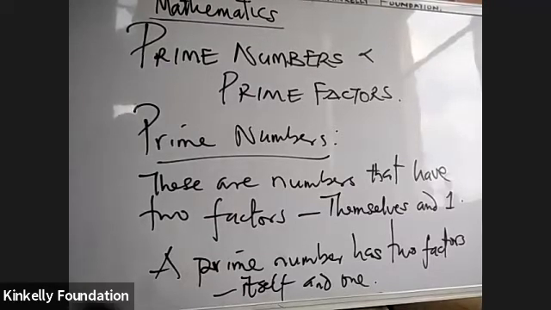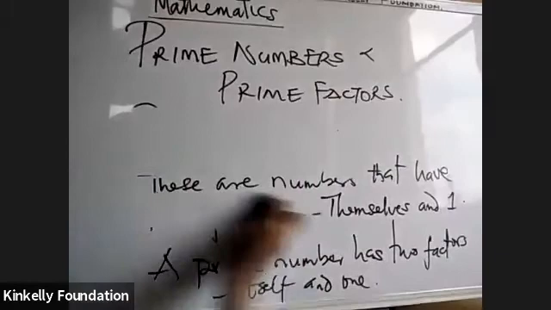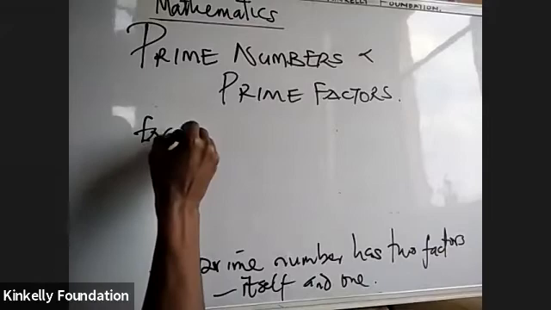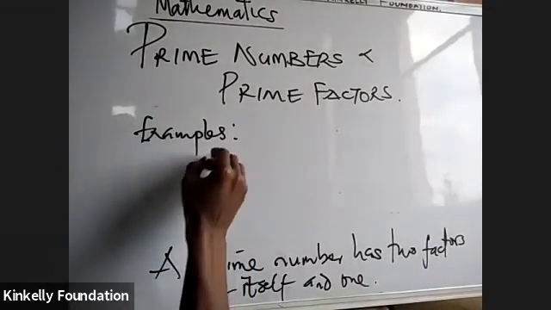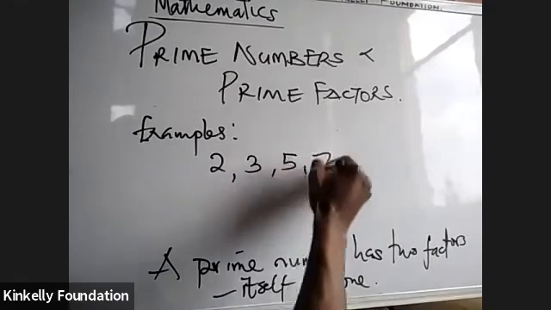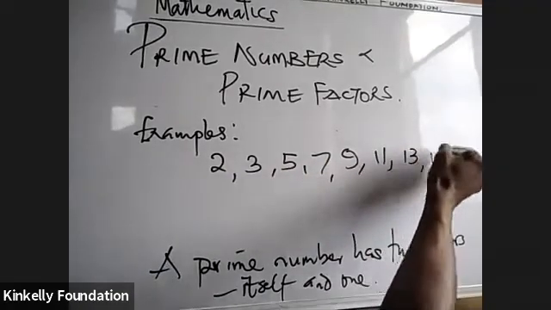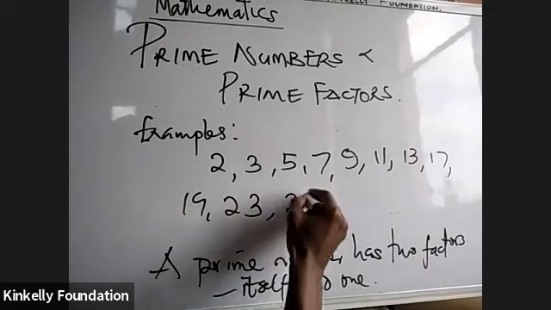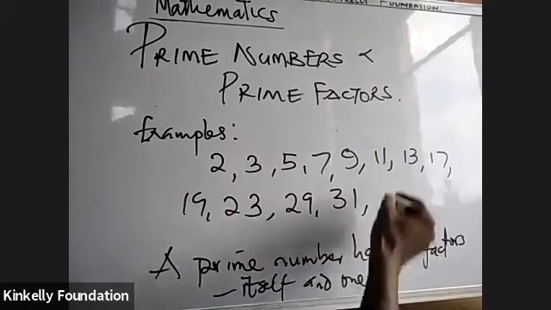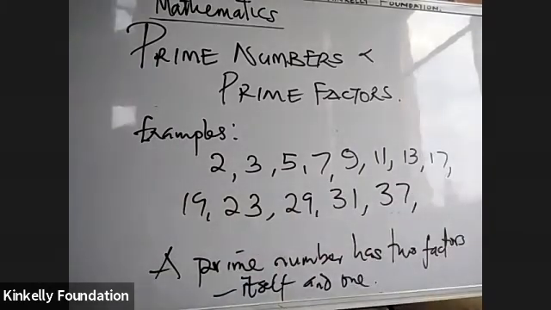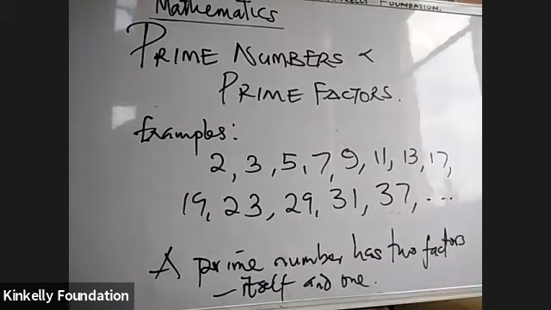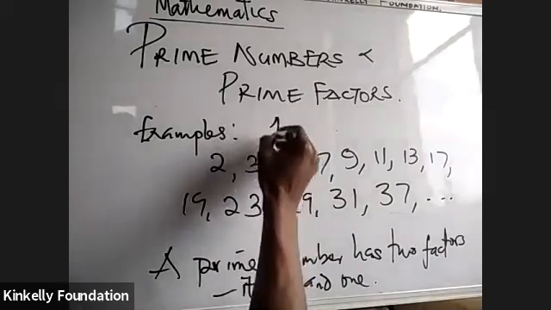Let me write some down. I say prime numbers, we have examples like 2, 3, 5, 7, 11, 13, 17, 19, 23, 29, 31, even 37, even 61, as the case may be. They are all prime numbers.